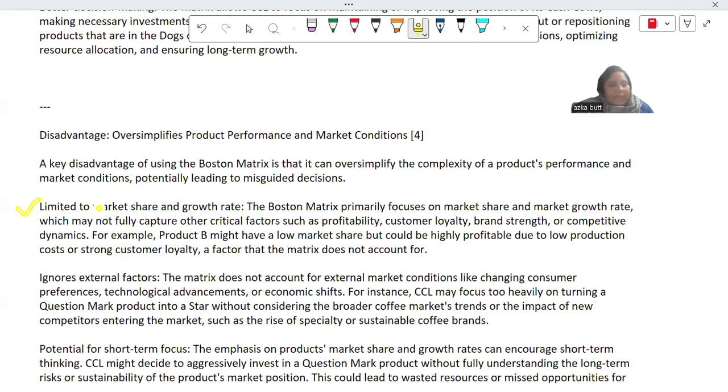The disadvantage is that it is limited to market share and growth rate. So the Boston Matrix primarily focuses on market share and market growth rate, which may not fully capture other critical factors such as profitability, customer loyalty, brand strength, or competitive dynamics. For example, product B might have a low market share but could be highly profitable due to low production cost or strong customer loyalty, a factor that the matrix does not account for. So this is the disadvantage.